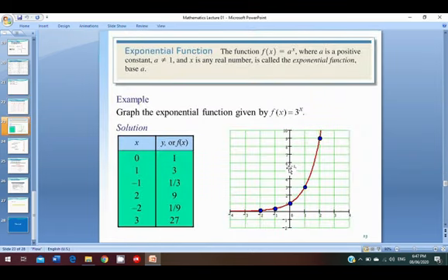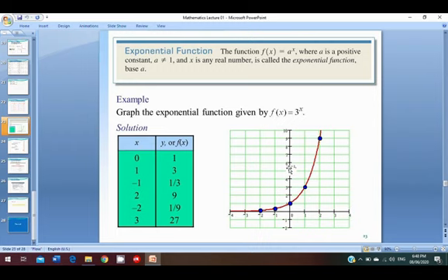Exponential function: all those functions which can be represented as f of x equals a to the power x, where a is a positive constant, a does not equal 1, and x is any real number, is called the exponential function of base a. Base a means you have a power of any constant number. Look at the example.